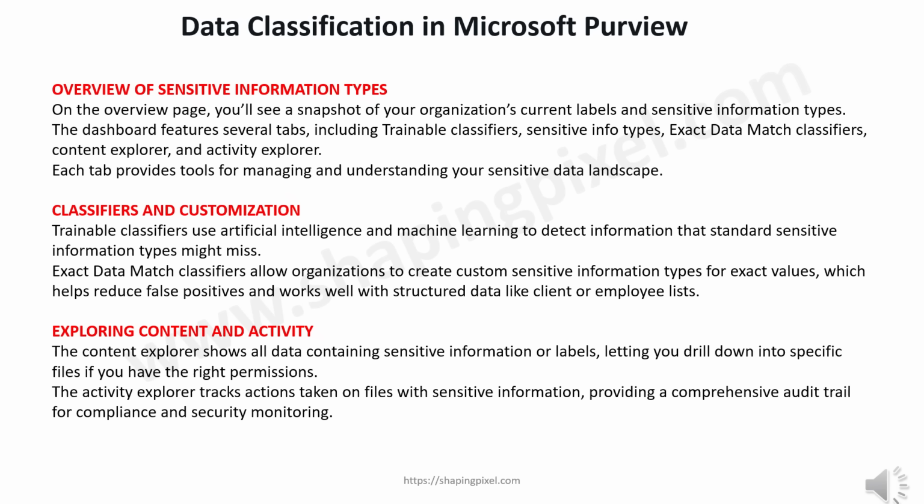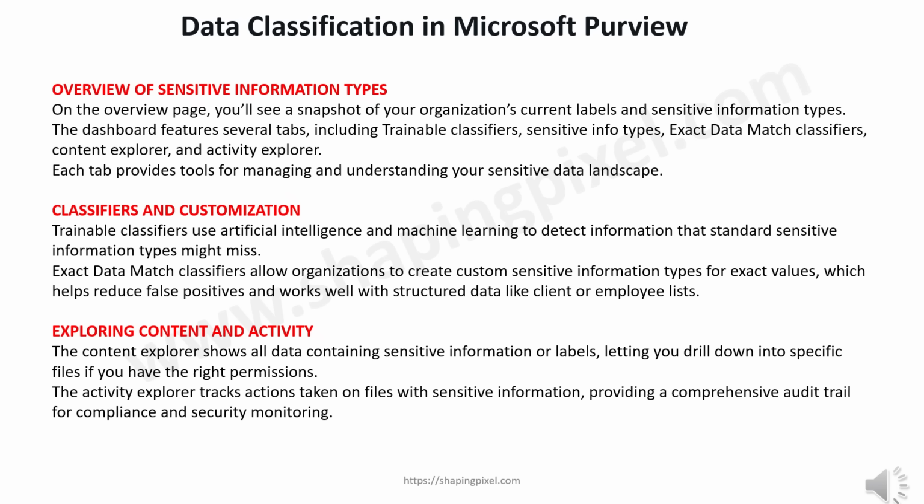Each tab provides tools for managing and understanding your sensitive data landscape. Trainable classifiers use artificial intelligence and machine learning to detect information that standard sensitive information types might miss. Exact data match classifiers allow organizations to create custom sensitive information types for exact values, which helps reduce false positives and works well with structured data like client or employee lists.